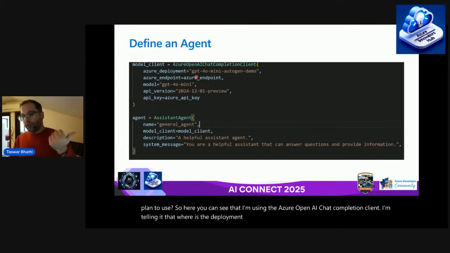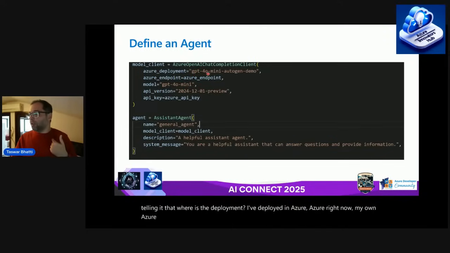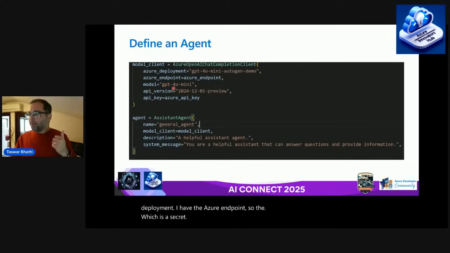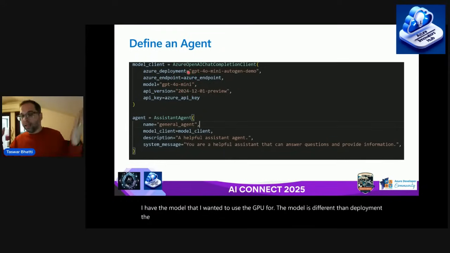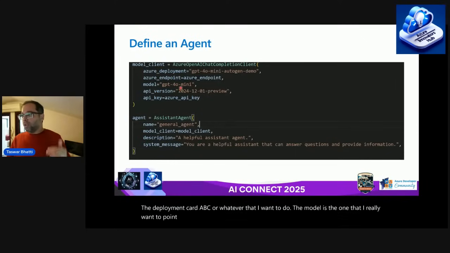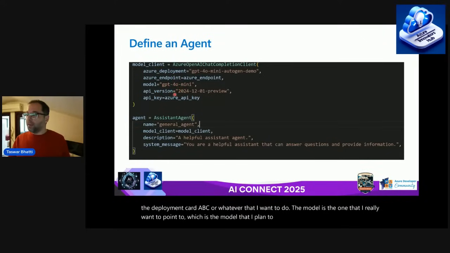I've deployed it in my own Azure subscription, using a GPT-4o Mini, and it's just the demo one that I've labeled for the deployment. I have the Azure endpoint, which is a secret. I have the model that I want to use, GPT-4. The model is different from the deployment. The deployment, I could call it ABC or whatever I want. The model is the one that I really want to point to, which is the model that I plan to use, what is the API version, and the API key, which is a secret.